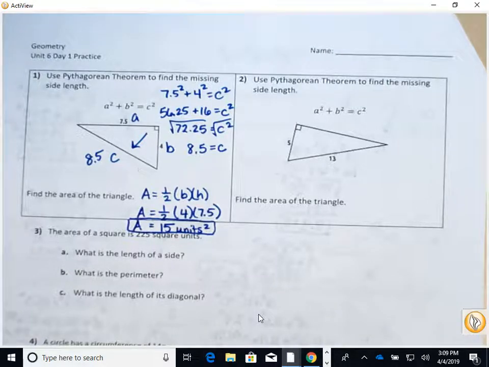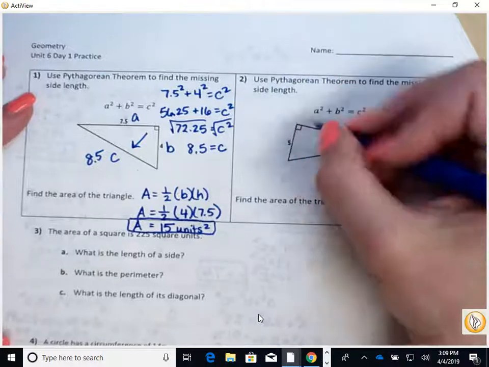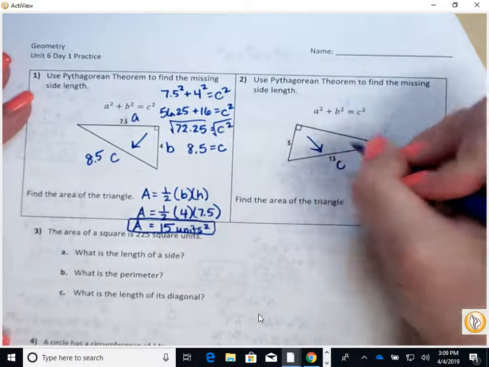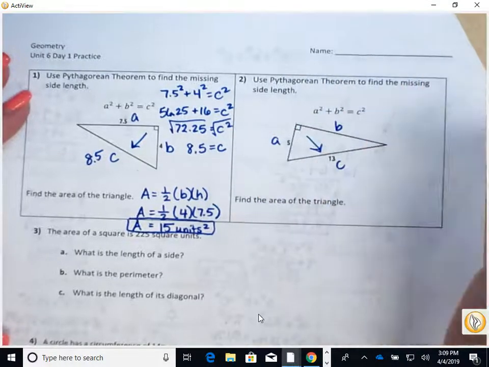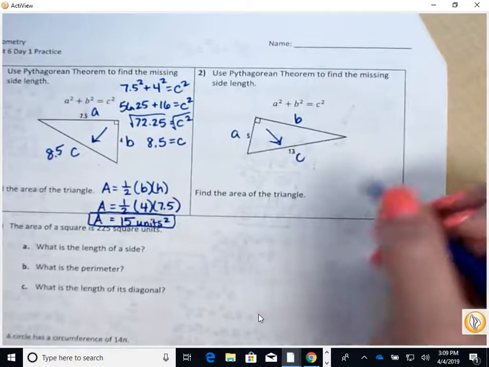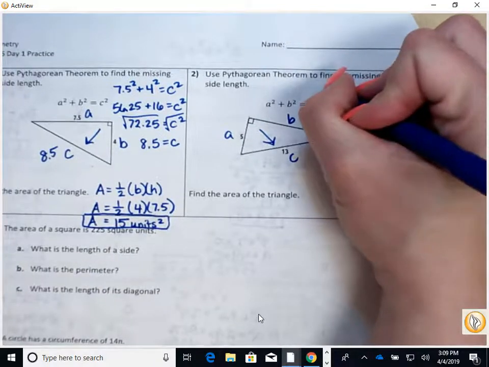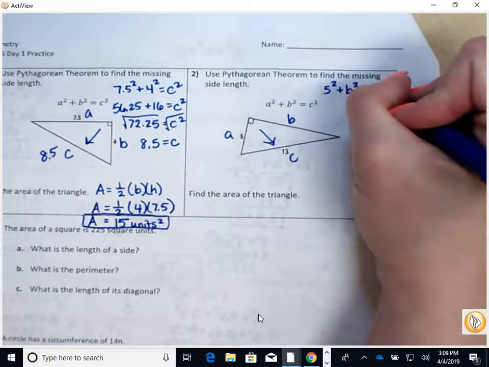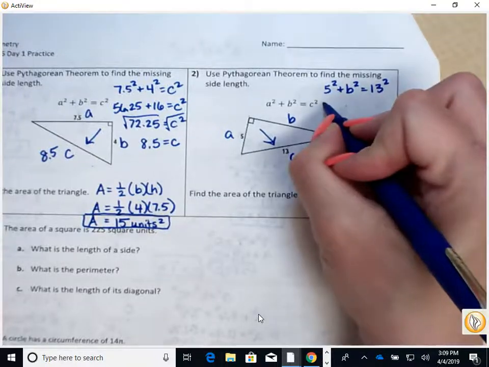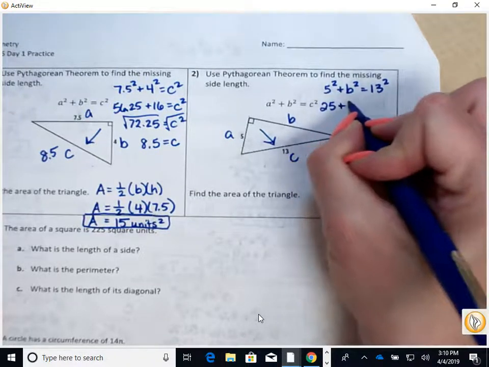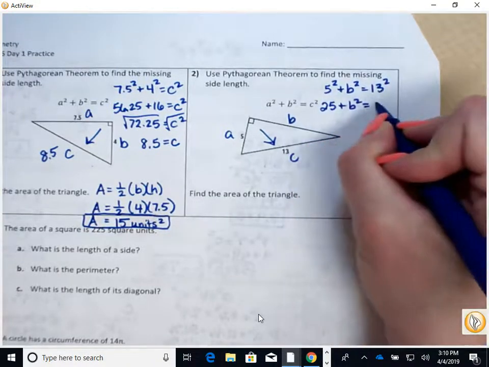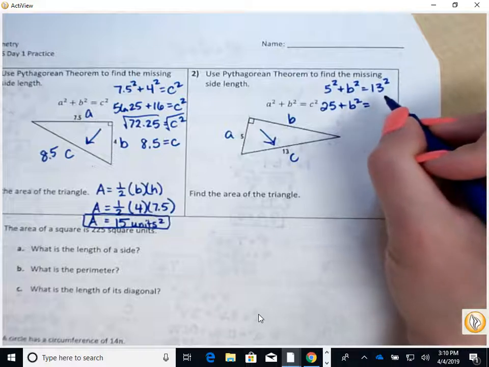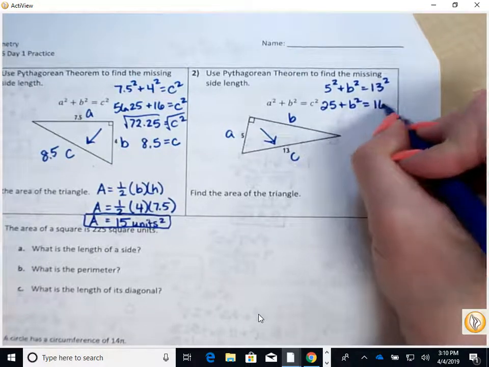All right, same kind of problem on the next one, but this time instead of finding our C side, we're finding either A or B, however you want to do it. I'm going to label the missing side as B. So I've got 5 squared plus B squared equals 13 squared. 5 times 5 gives me 25. Bring down my B squared because I don't know what that is yet. 13 squared gives me 169.